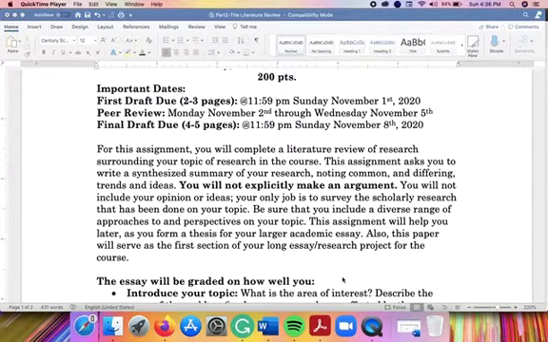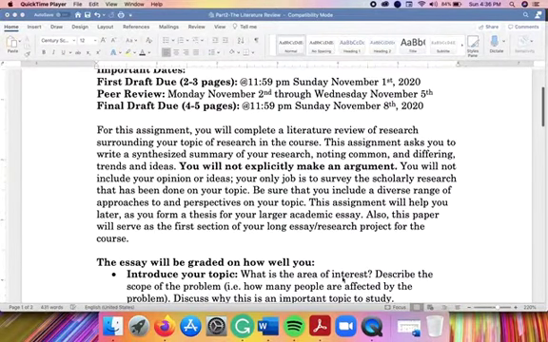So you will not be explicitly making an argument. You will not include your opinion or ideas. Your only job is to survey the scholarly research that has been done on your topic. You need to be sure you include a diverse range of approaches to the perspectives of your topic. This assignment will help you later as you form your thesis for your larger academic essay based on this research, obviously.